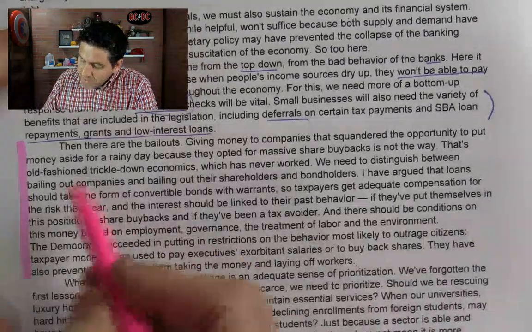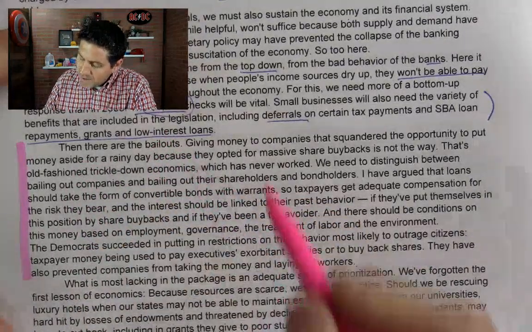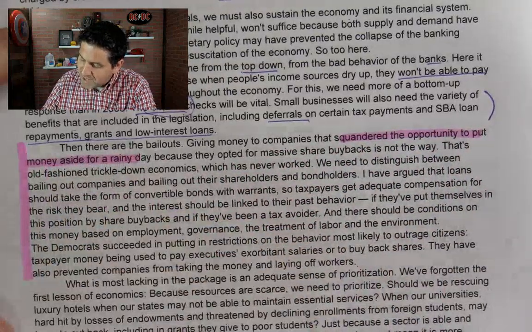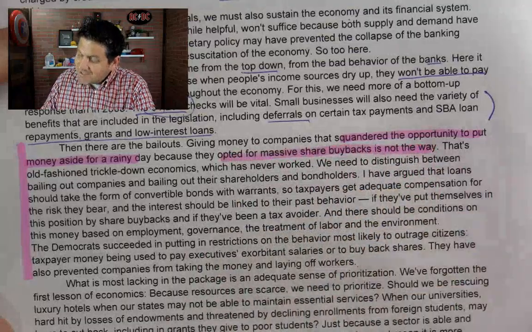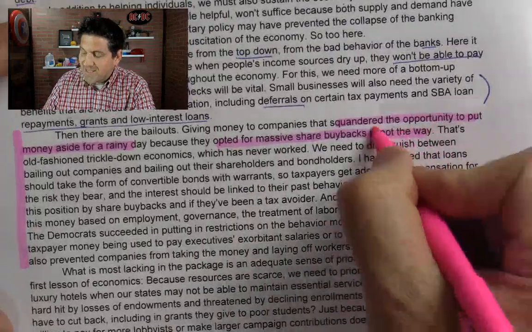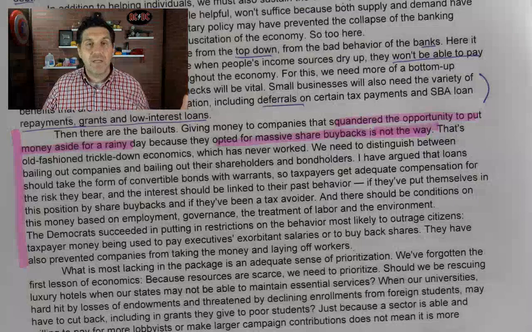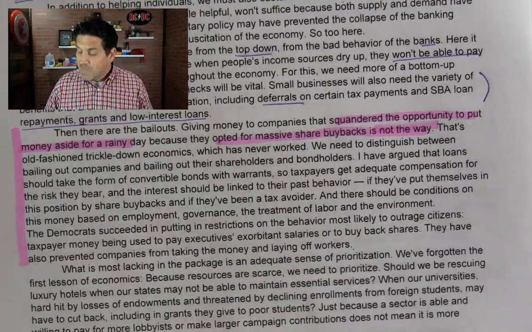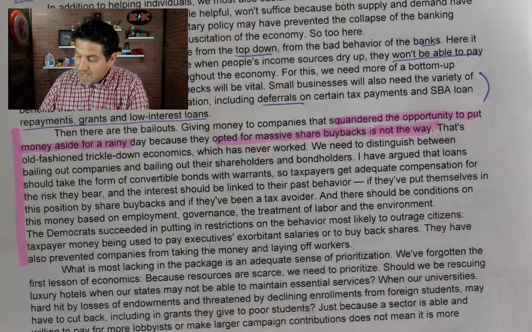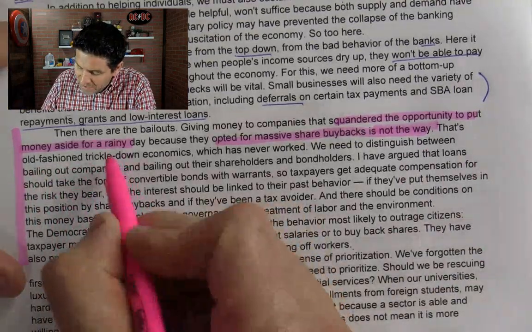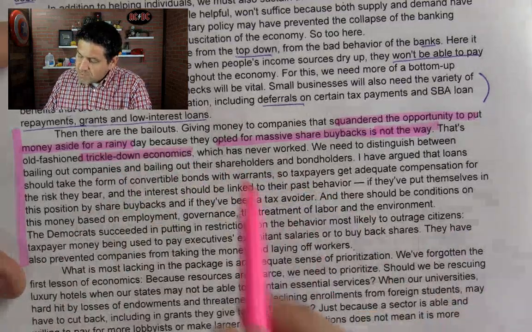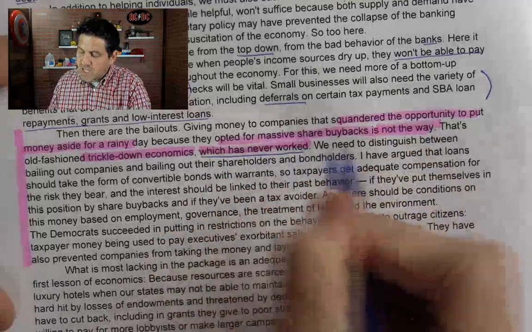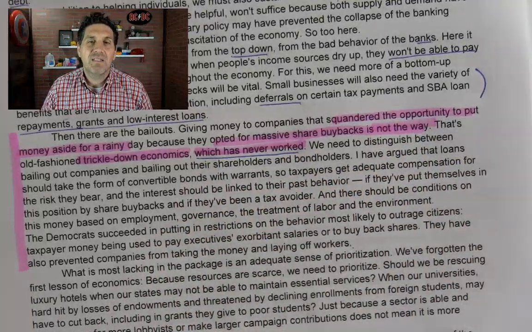Here we go. And then there's the bailouts, right? Giving money to companies that squandered the opportunity to put money aside for a rainy day because they opted for massive buybacks is not the way, right? So not the way is basically saying, listen, you can't give money to all companies just because they're well connected to politicians, especially if they squander the money. And then he keeps going, that's old-fashioned trickle-down economics. Okay, which has never worked. Again, these are opinion. But he's talking about this idea of giving money to businesses doesn't work.